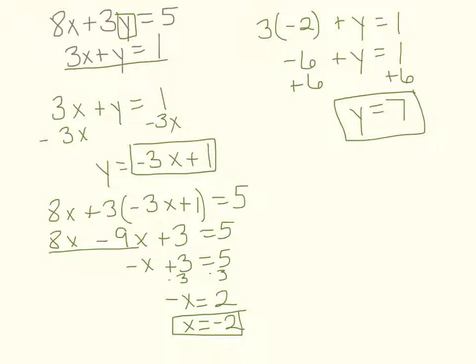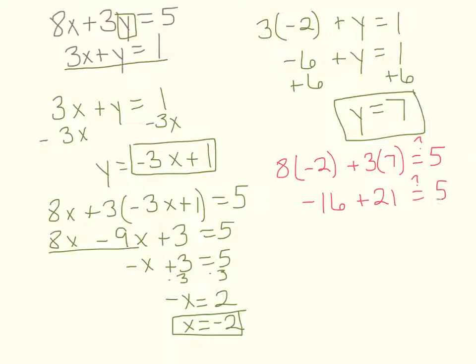Then we can plug it into the other one to check. So 8 times negative 2 plus 3 times 7 equals 5. Or it should, if we're correct. Negative 16 plus 21 should equal 5, and it does equal 5. So that lets us know our answer is correct.